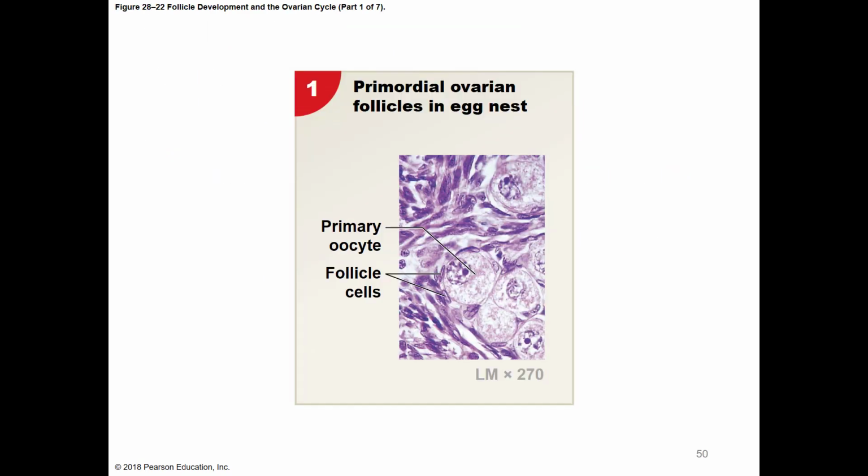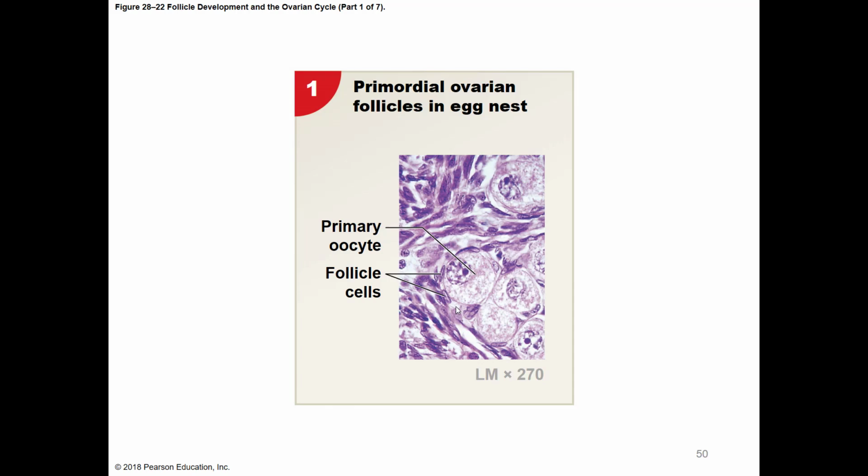Okay, so let's take a look at this picture for a minute. This is basically what we just looked at in the last slide. These are the primordial ovarian follicles. It's a little hard to see, but here are the primary oocytes. You can see multiple in this picture, and then around them are the follicle cells. And remember, I just mentioned that the follicle cells have little microvilli that interact with the primary oocyte. So they're interacting with each other.